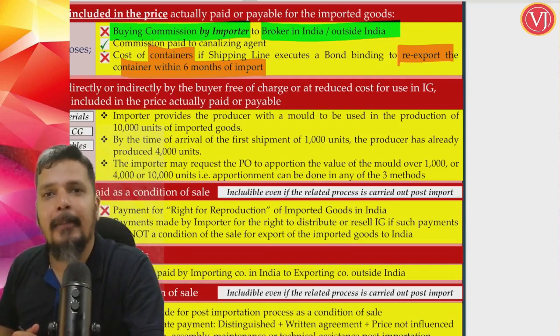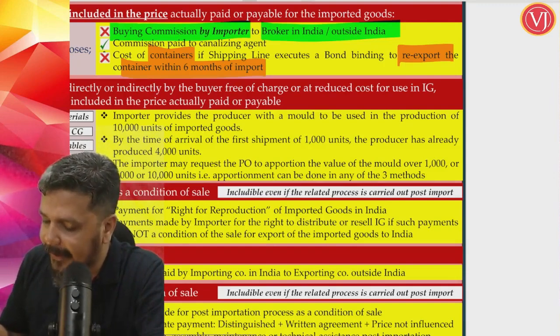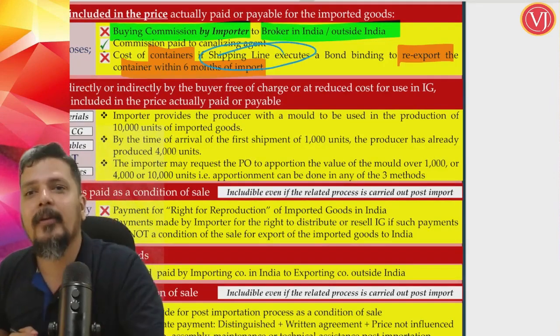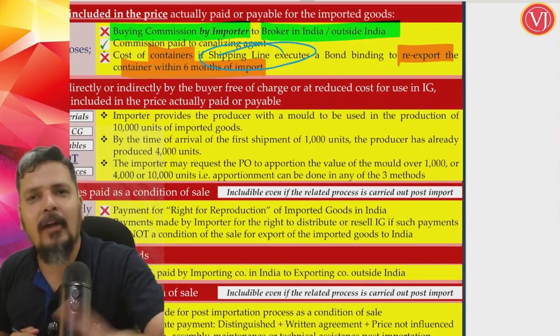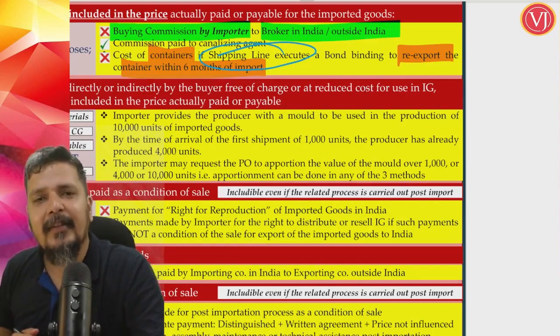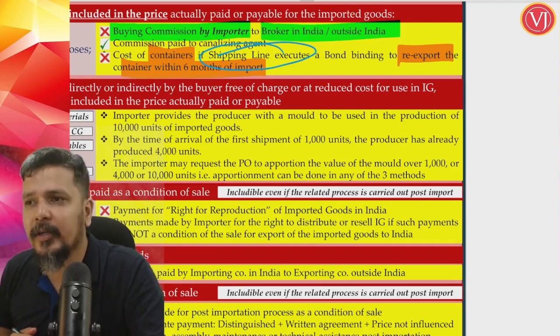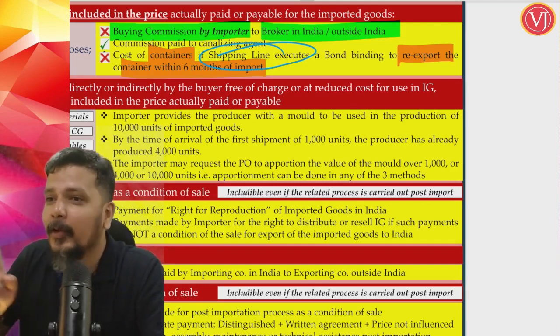Because we are not adding it. By default it should be added. We are not adding it. Who has to give the bond? Shipping line has to give a bond, not the importer. Why? The importer will not have regular contact with the customs. Who will have regular contact with the customs? Shipping line. And by the way, these containers generally belong to whom? Shipping line. So who has to give a bond? Importer is not required to give.